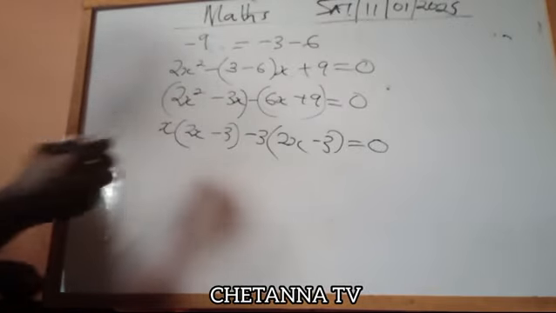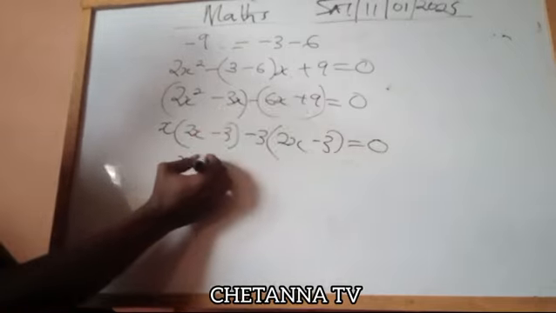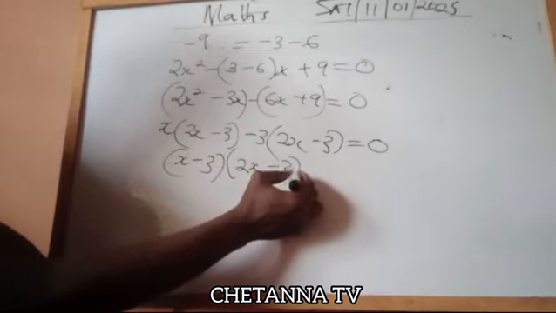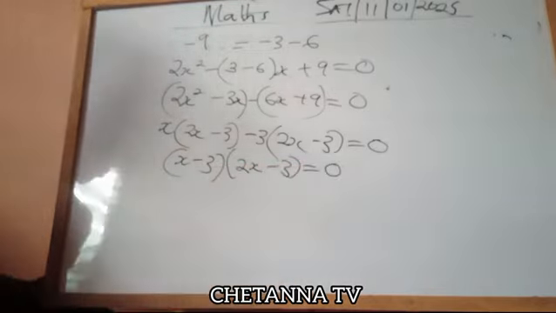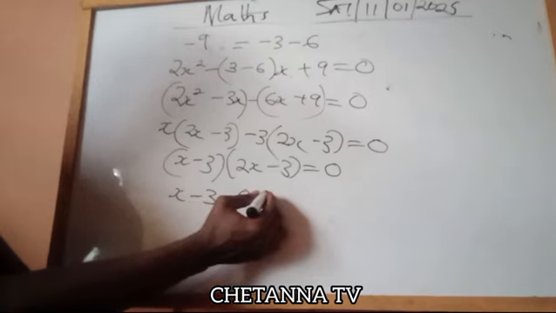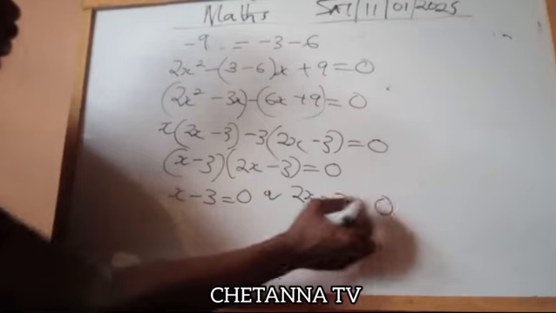So these two brackets are the same, so we pick one. So we have x minus 3 times 2x minus 3 equal to 0. So x minus 3 is equal to 0, or 2x minus 3 is equal to 0.